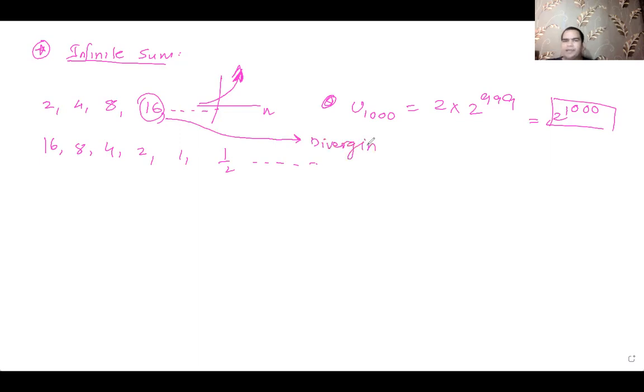And you cannot add infinite terms of the sequence. So diverging sequences are the ones which are excluded from being added as an infinite sum. Now look at the next sequence.